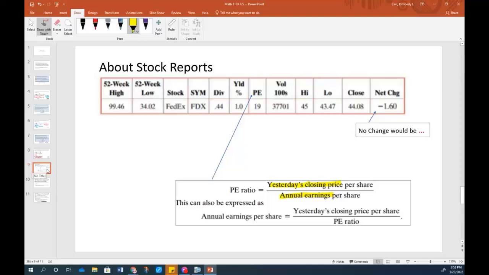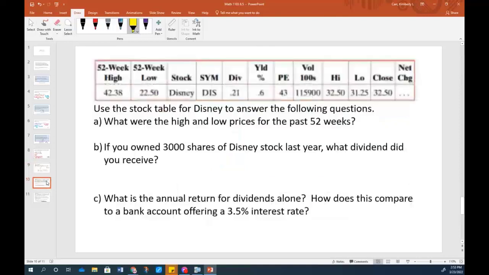So now we're going to take this and apply it to a different stock report. It'll still be a little bit blurry. I have it split up onto 2 slides because they do ask you a lot of questions. There's a lot of information on that little stock report. So let's just go through. This stock report has to do with Disney, and you can see that right there where it says DIS. What were the high and low prices for Disney in the last 52 weeks? So we will write these answers on here best we can. So the high price for the last 52 weeks is $42.38.